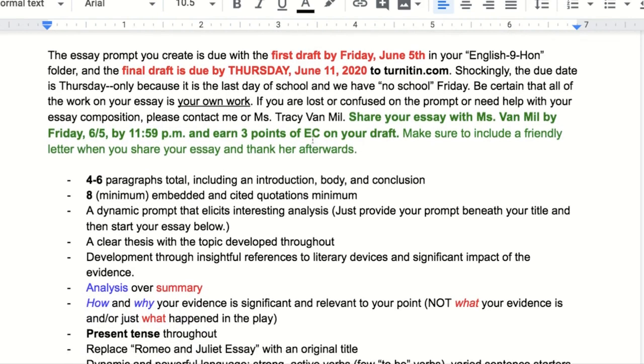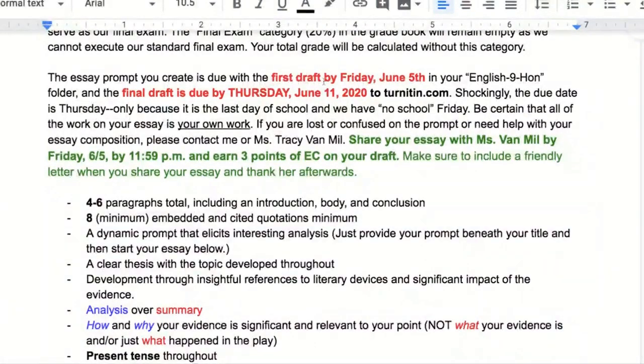So anyway, the due dates: first draft, June 5th, final draft. This is the first time ever that we are going to have a Thursday due date. I wanted to keep with the true last day of school. So that's why I had to do Thursday, since we don't have school on Friday, whatever having school looks like these days. It's in your folder for June 5th, but in turnitin.com for June 11th.